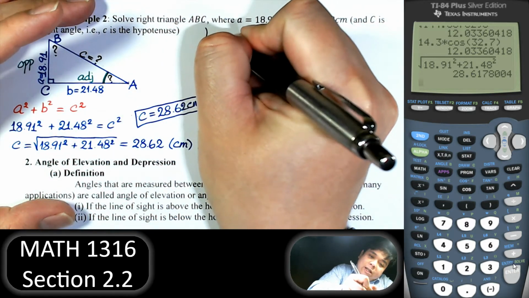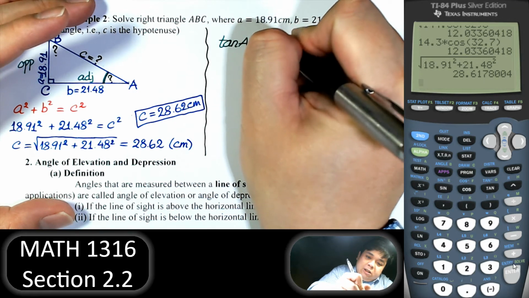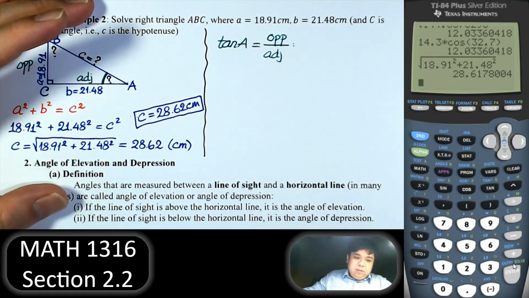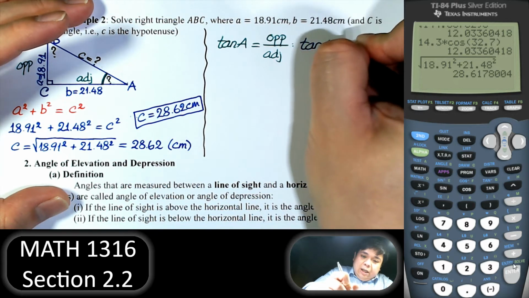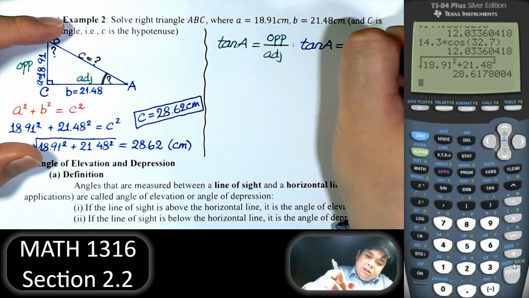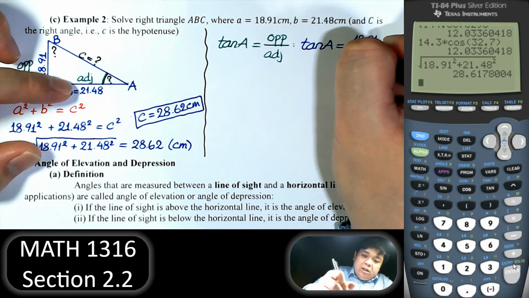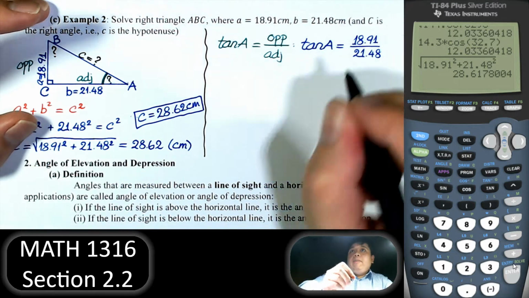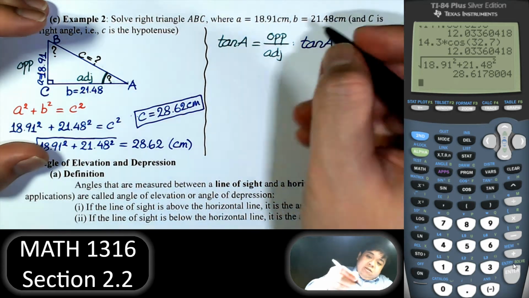So tangent of A is equal to opposite over adjacent. So I will say tangent of A equal to opposite, 18.91, over adjacent, 21.48. Right? Now if tangent of A is equal to that, then A is the inverse of this ratio.